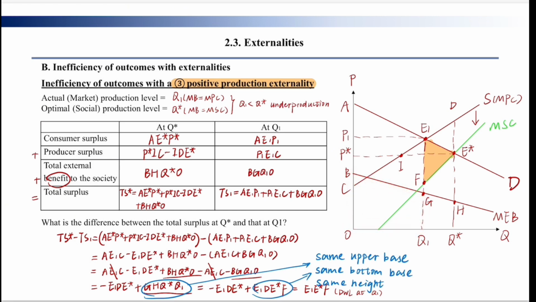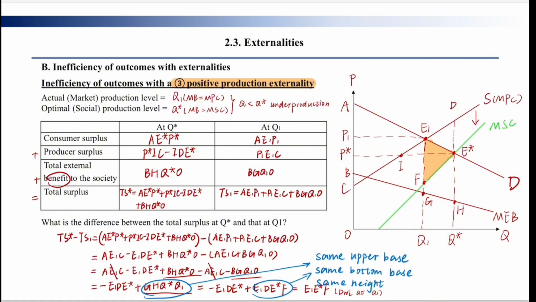Okay, if we want to calculate the difference between the TS star and TS1, we just need to use this one minus this one. So first we can simplify these three terms into these two terms, and simplify these two terms into this one term. And remove the brackets, we can eliminate these two, and we use this one minus this one. We get another trapezoid, is GHQ star Q1.